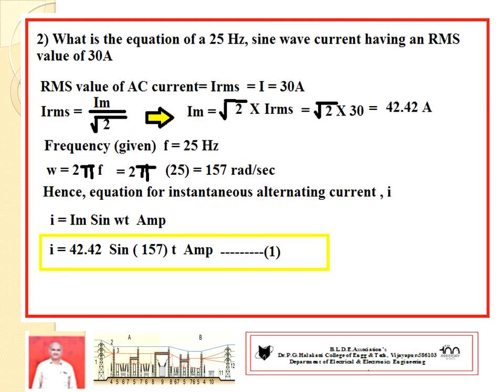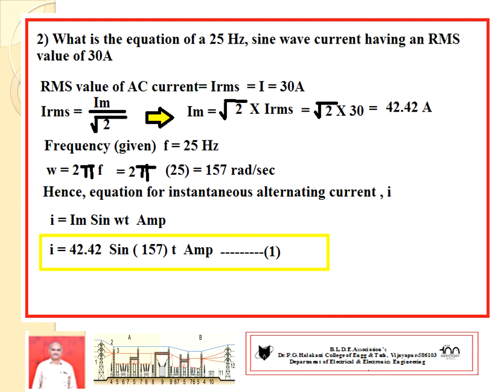In the same way, it is also possible to construct the instantaneous EMF or current expressions if the maximum value and frequency data are available. It is just the reverse process of the first problem. So we have to see in the same manner: what is the equation of a 25 hertz sine wave current having an RMS value of 30 ampere? Later on we have to know the relation between the RMS value and the maximum value of alternating current.